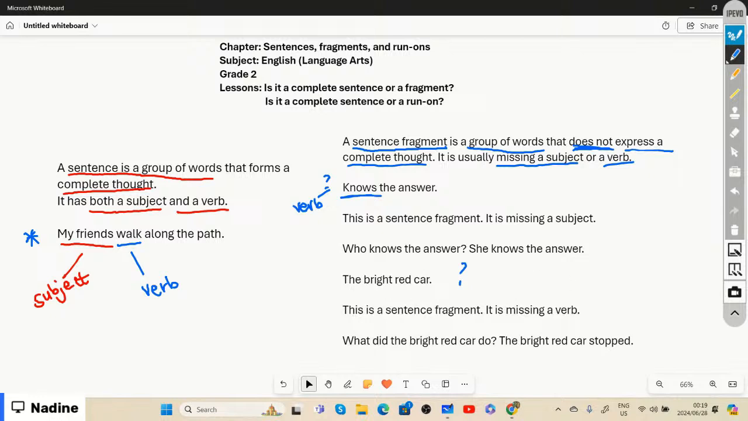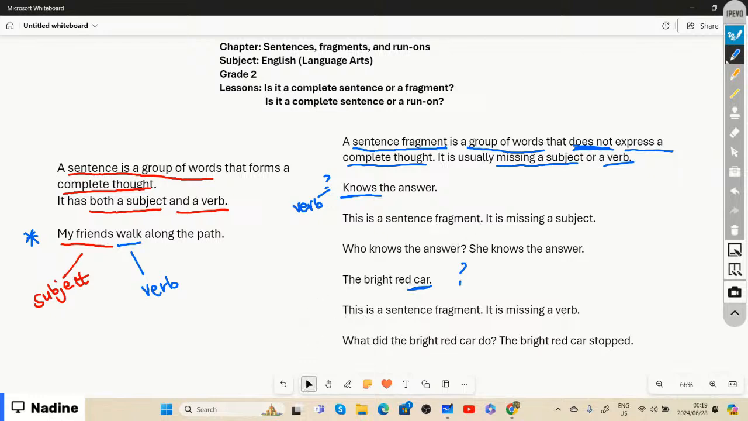Because remember, we said that within a complete sentence, we need to have both a subject as well as a verb. So if they're only saying "the bright red car," they're only describing the car, which is our subject. "Bright red" is describing the subject, which is the car, the thing. But there's no verb which tells us what the red car is doing, right? All right, so that is a sentence fragment.